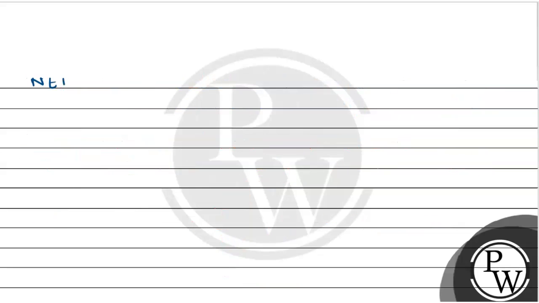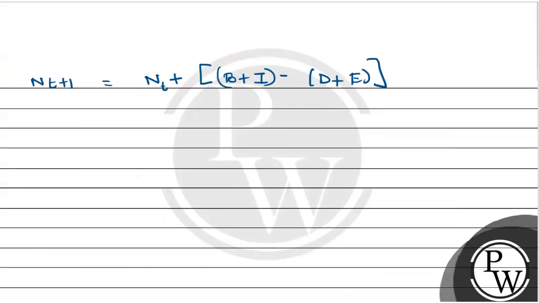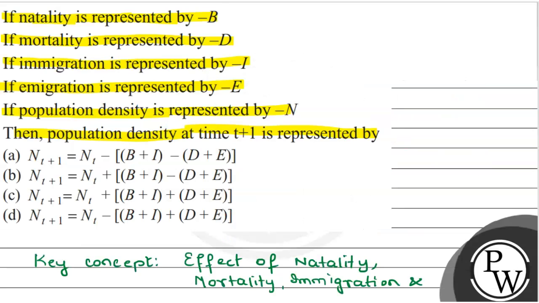So we can write that population density at time t plus 1 will be equal to n plus the summation of natality plus immigration minus the mortality and the emigration. This is the final equation that we need. So if we come back to the options, here nt is given, the population density at time t. So as per the equation, it is B plus I minus D plus E, which is this one, option B, that is mentioned here, correct?